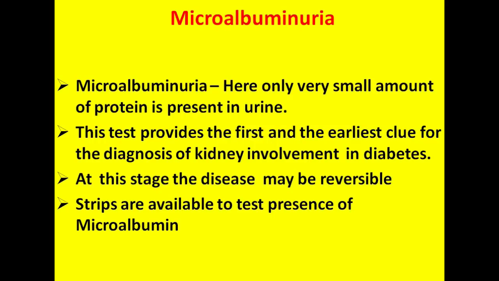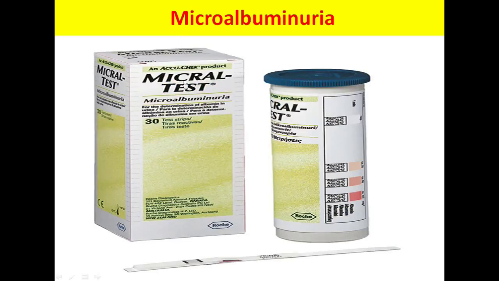Microalbuminuria is protein in a very low quantity. If this is present in urine, it is called microalbuminuria, and this condition is reversible unlike proteinuria. This test provides the first and the earliest clue for the diagnosis of kidney involvement in diabetes. At this stage, the disease is reversible, and there are strips available to check for the microalbuminuria. The Micral test is the common strip that we use to measure how much micro-level protein leaks into the urine.